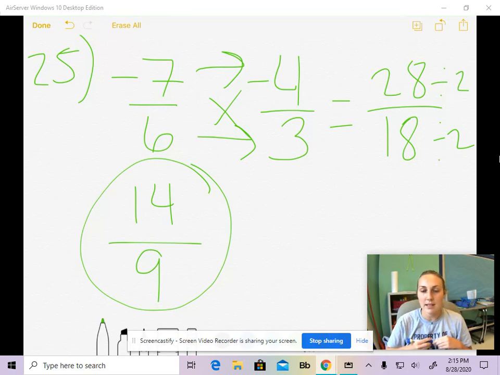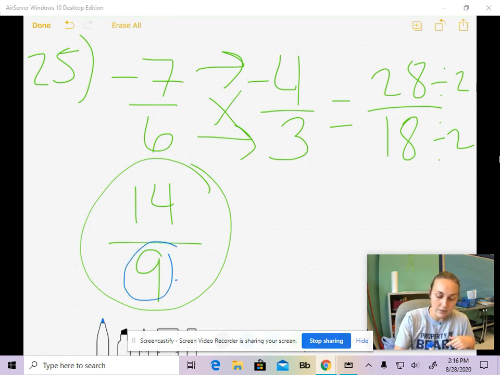Now let's say we wanted to make this improper fraction into a mixed number. Again, this is not necessary because I'm going to take both, but if you want to, you can absolutely do this. So first thing we need to figure out: how many times does 9 go into 14?